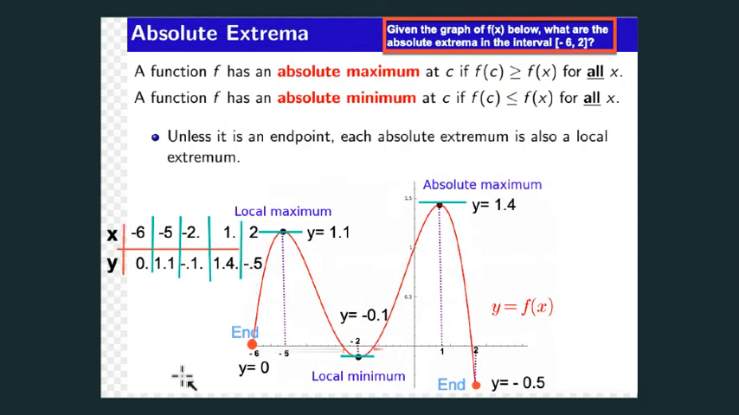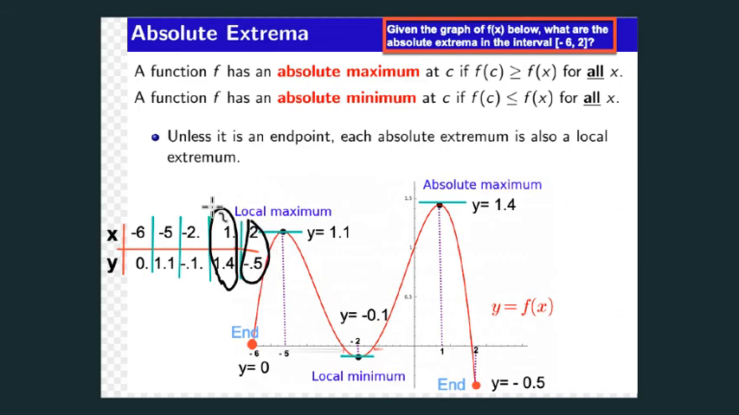So what am I looking for here? I have, again, my left point. I have all the interior points that have local maximums or minimums. They have their corresponding y values. And then I have the right endpoint. Now what I'm doing is I just go through that chart and I look for the greatest y value. That's my absolute maximum. It looks like 1.4 is the greatest y value. Now what's my least y value? 0, 1.1, -0.1, -0.5.